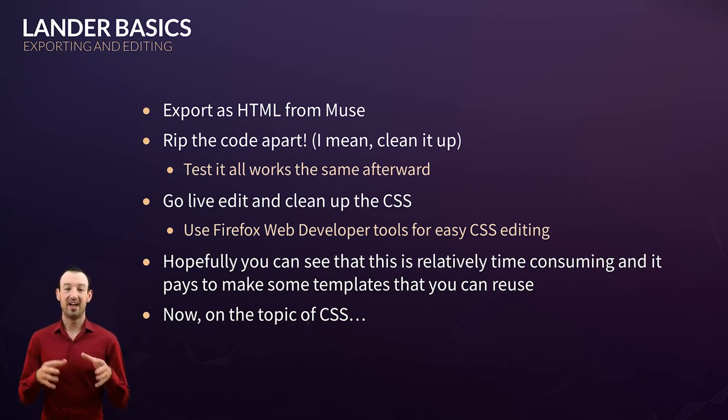So the basic process there is that you make a landing page in Muse, then you export it as HTML, and then you want to rip the code apart and get rid of the things that aren't necessary. So Muse adds a lot of junk that you don't actually need, that you can remove, that won't actually affect the performance of the lander visually, but removes data that is not needed. And speed is always key, so we want to remove anything that we don't need.